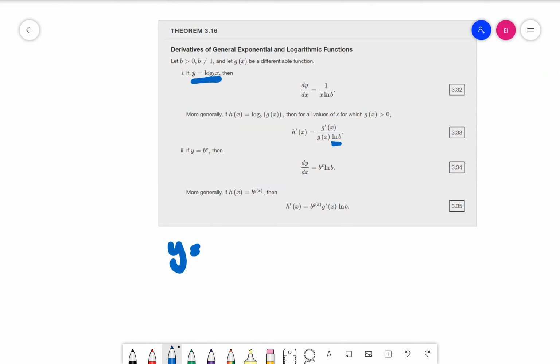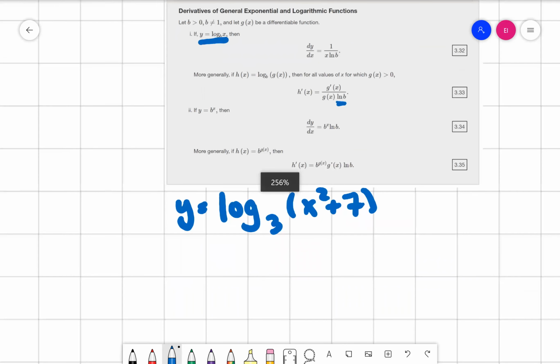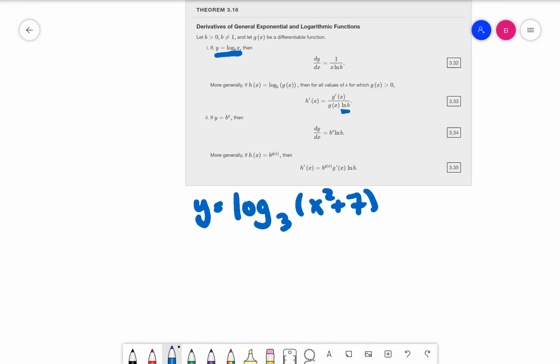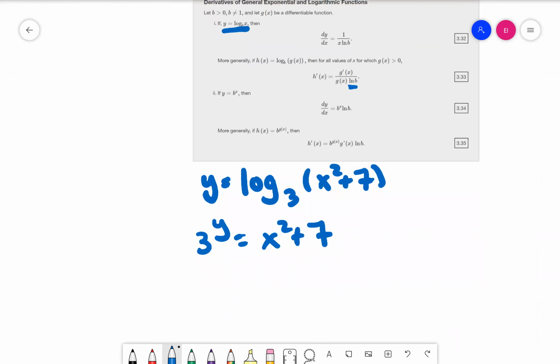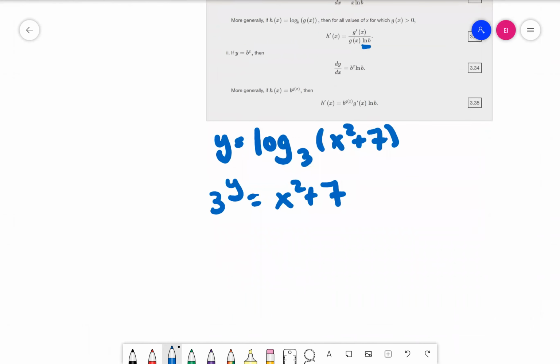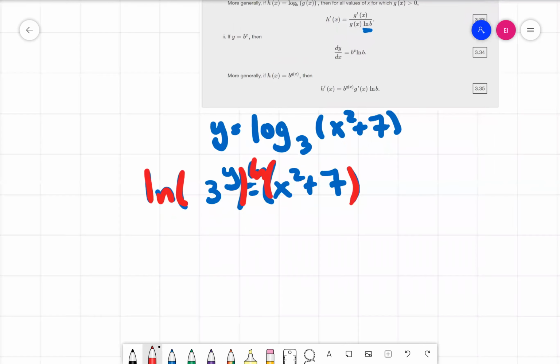So let's say y is log 3 of some g of x, like x squared plus 7. And so what does that mean? You can translate that into 3 to the y equals x squared plus 7. You're raising both sides of that equation to 3 to the something. Okay, and so from that now you can apply the natural logarithm to both sides. So I'm just applying ln to both sides. Okay, so that's applying a continuous function to both sides, so that's going to keep the equation true.